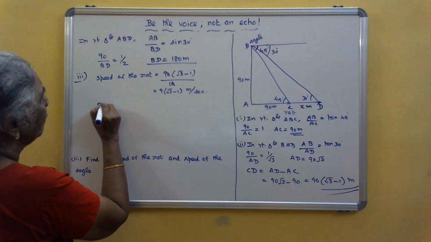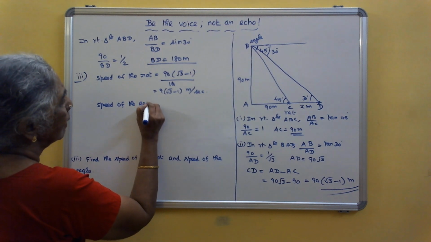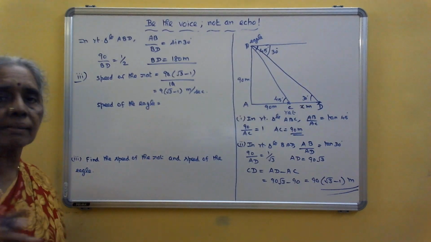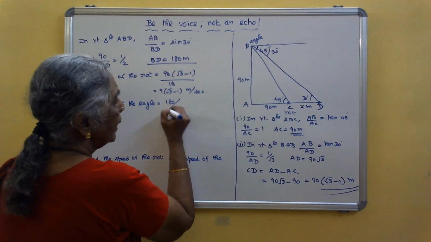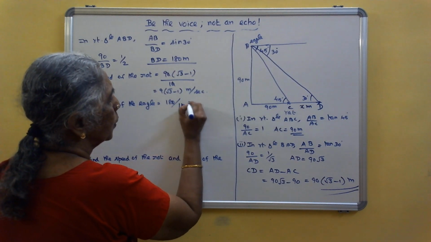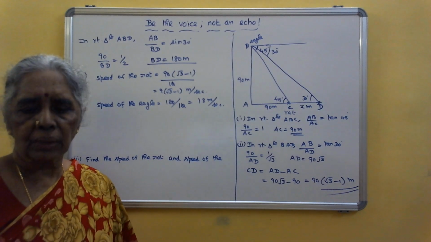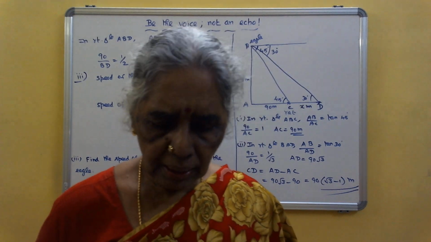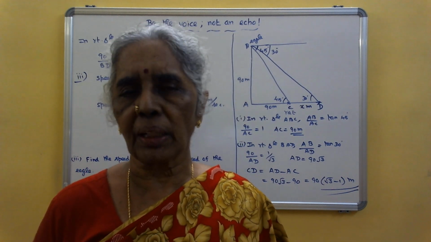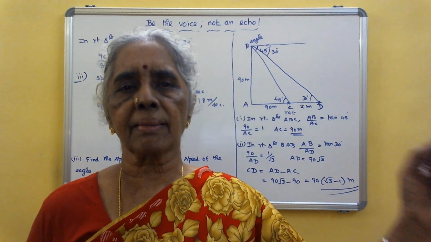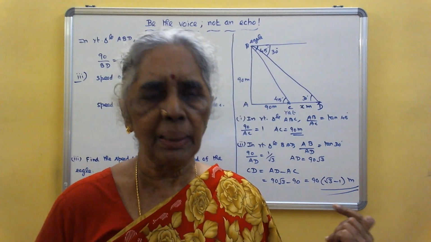Coming to the speed of the eagle. What is the distance traveled by the eagle? 180 meter in 10 seconds. 0 goes. So it is 18 meter per second. Is this sum clear to you? See, the case study sums may appear first to be difficult, but once you understand the sum and the situation and draw the figure correctly, then it will be easy only.